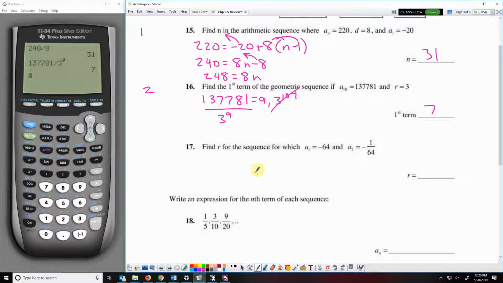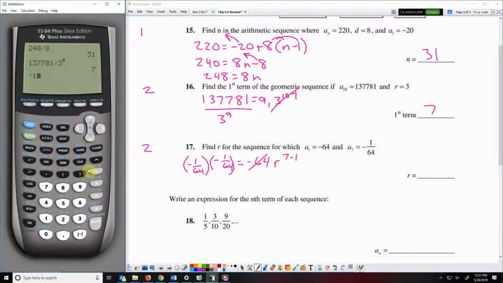Find R for a geometric sequence. That's formula number 2 again. Term number 7 is negative 1/64 equals term number 1, negative 64, times R to the n minus 1 power. N is 7. So to cancel out that negative 64, I can multiply both sides by negative 1/64.